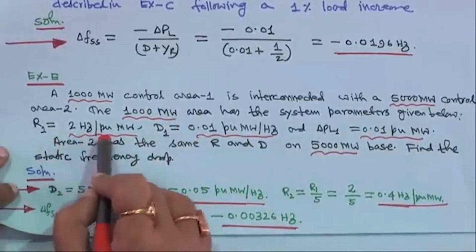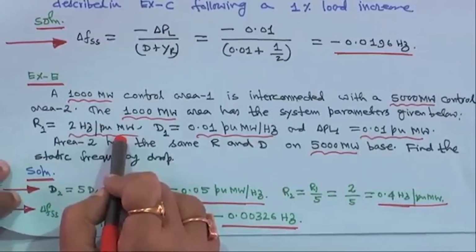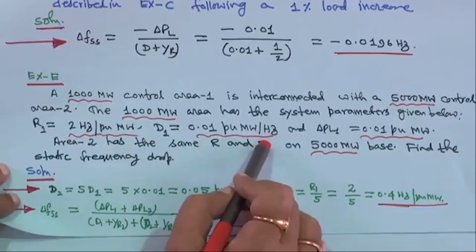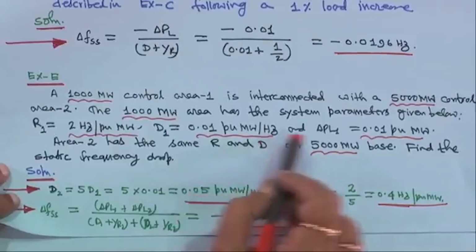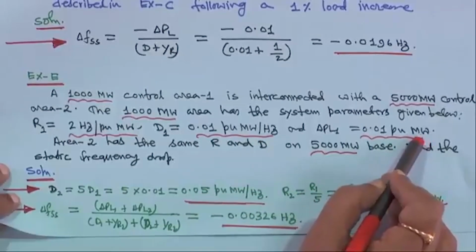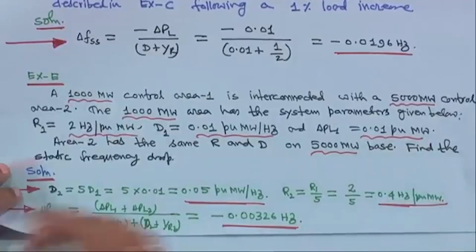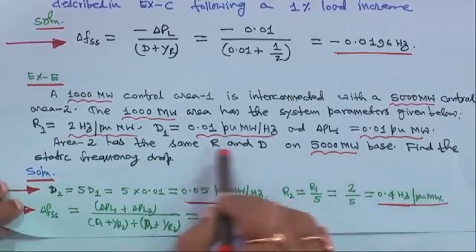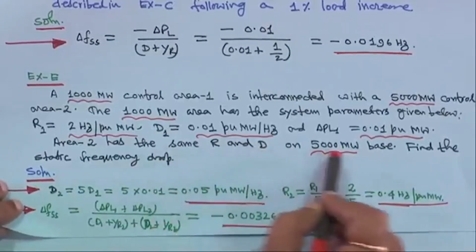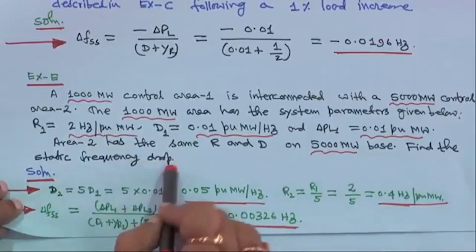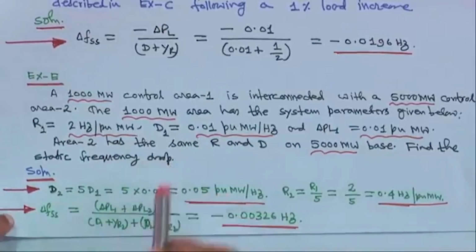R1 is given as 2 Hertz per unit megawatt. Then D1 is given as 0.01 per unit megawatt per Hertz, right? And delta PL1 is given as 0.01 per unit megawatt. This is a step load disturbance. Now area 2 has the same R and D on a 5000 megawatt base. Find the static frequency drop. Then what is the frequency drop?